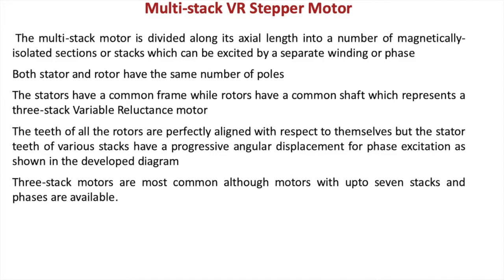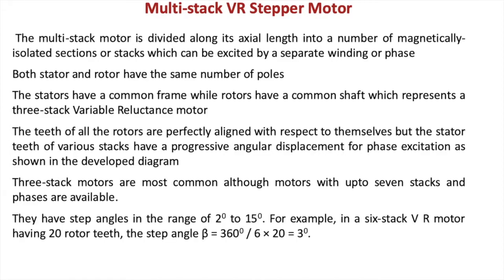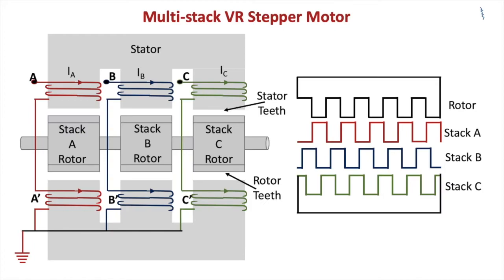3-stack motors are most common, although motors up to 7 stacks are available. They have step angles in the range of 2 degrees to 15 degrees, and a 3-stack VR motor having 20 rotor teeth will have a step angle of 360 divided by 3 into 20, which comes to 6 degrees. Now here we are talking about the stack. You have the rotor in 3 stacks, stack A, B and C, and the stator also has 3 poles, phase A, B and C.